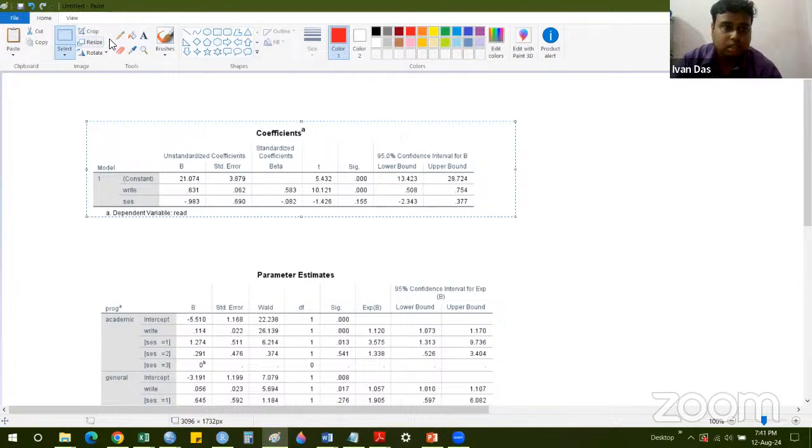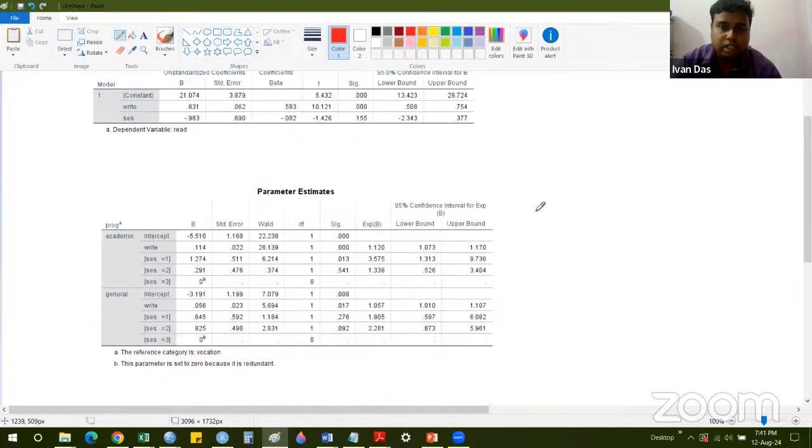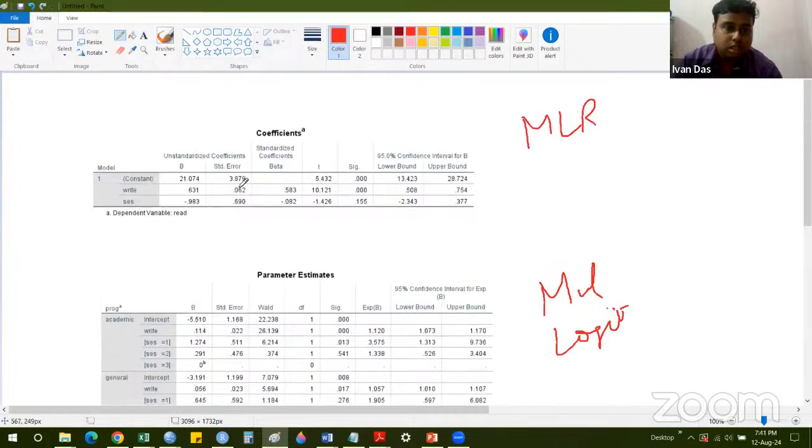Here, this one is multiple linear regression. This one is multiple logit. Okay, so now you check. This was the slope p. This was the p value. This was the beta, standardized beta. This thing will remain the same.